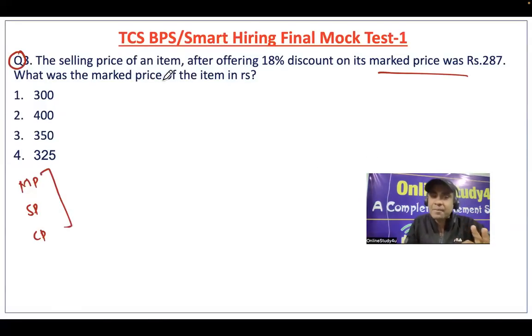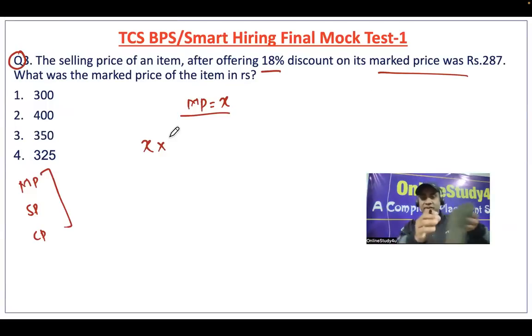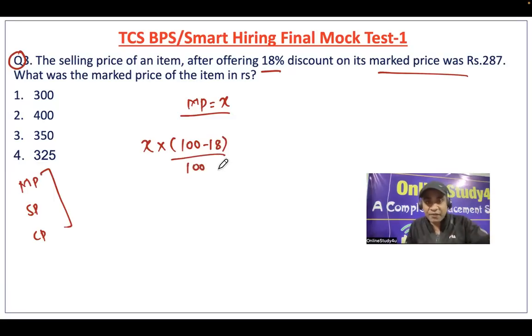Okay, now the selling price of an item after offering 18% discount on marked price. So marked price, I assume X rupees, right? X rupees is the marked price, and the shopkeeper told, I will give you 18% discount. Now if there is any kind of discount, in every video I tell this, subtract from 100 and divide by 100, subtract from 100 and divide by 100, right?